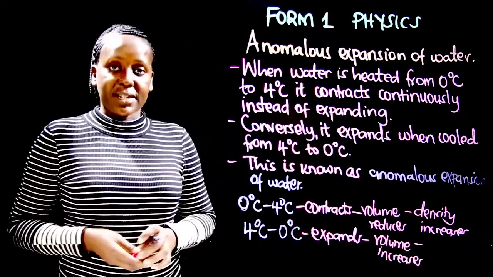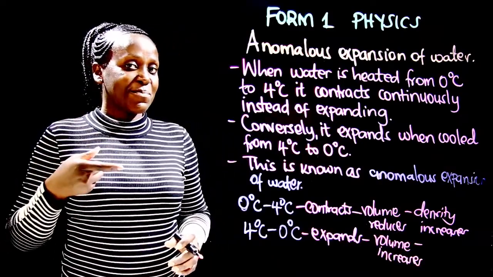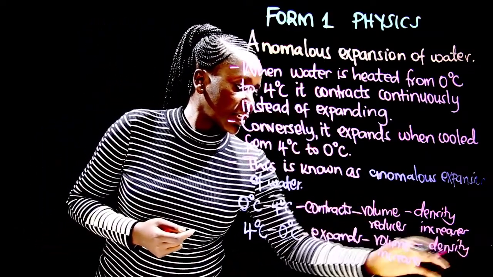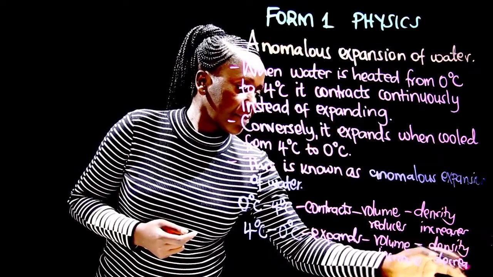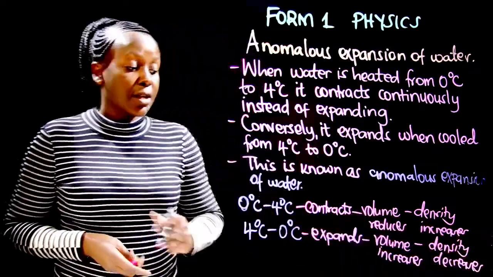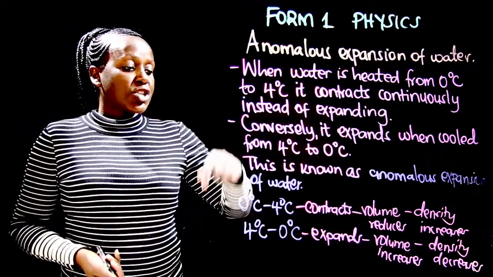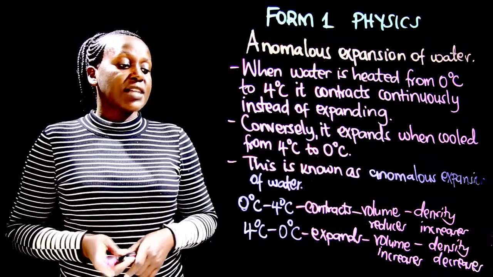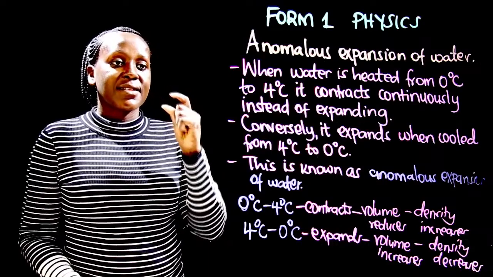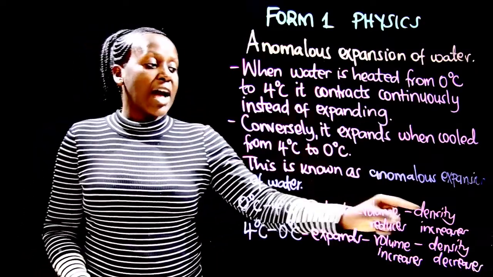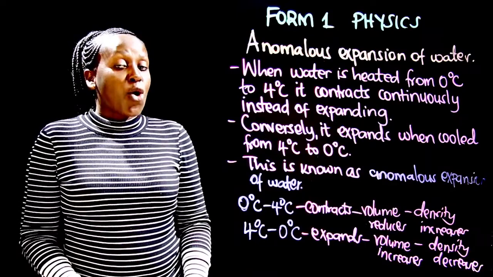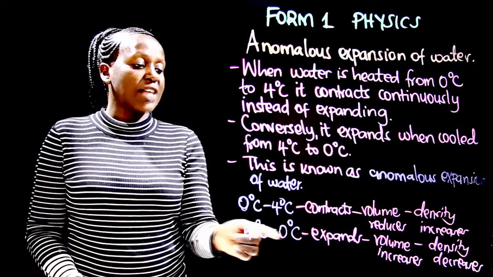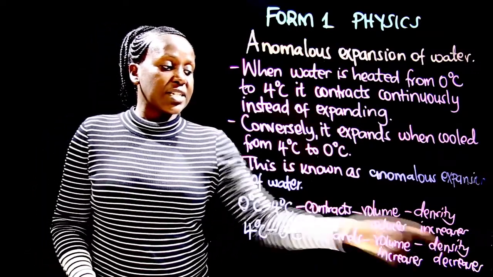Now, as the volume increases, what happens to density? Very good. The density decreases. Okay? Because the two are inversely proportional. So as you approach 0 degrees Celsius, the density of water will decrease. So this is why we are saying that water has the highest density at 4 degrees Celsius, and water has the least density at 0 degrees Celsius, because as you approach 0 degrees Celsius, the density decreases.